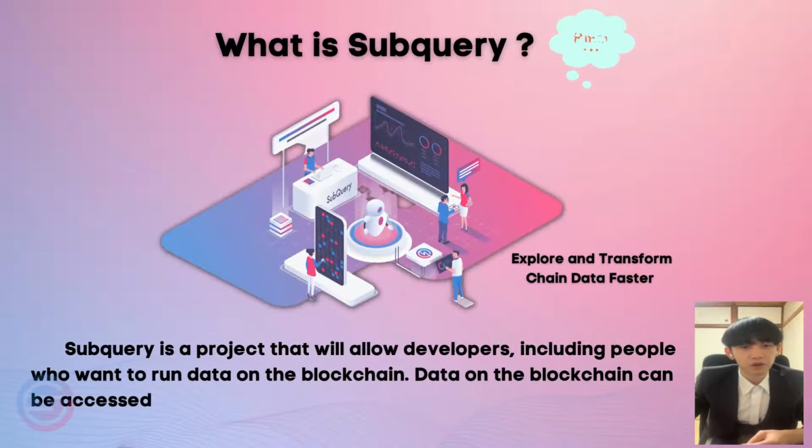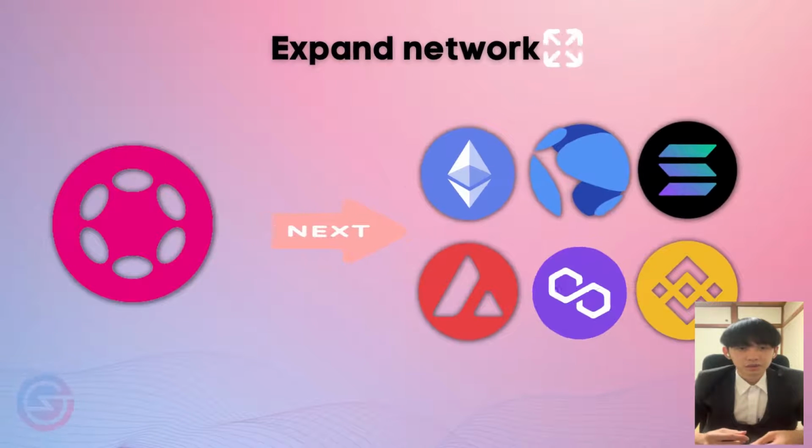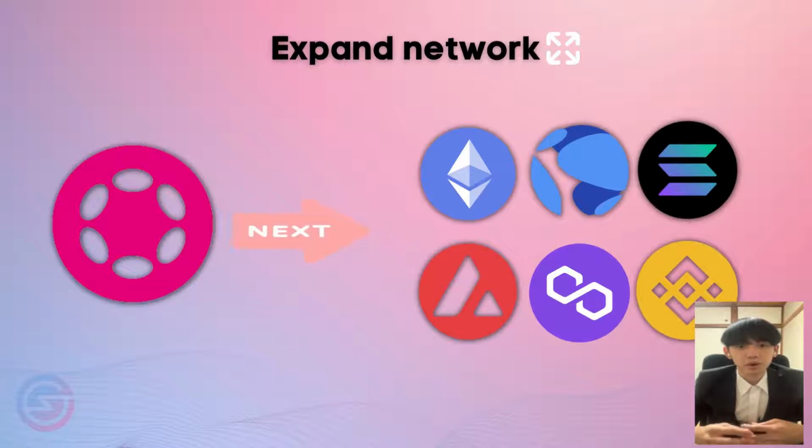Subquery is the project that allows developers, including people who want to run data on the blockchain, to access and retrieve it quickly and simply without wasting a lot of time. Subquery handles the data collection and organizes the data in an orderly manner, saving time for the user and developer to retrieve the information. And it's even easier. For now, Subquery still works on the Polkadot chain, but in the future it can be extended to other chains, such as the Parachains that are currently being auctioned.